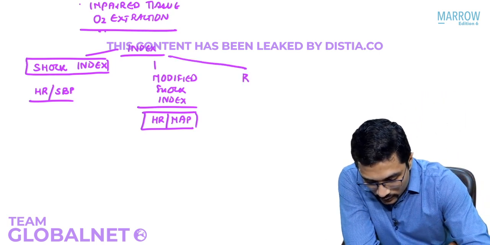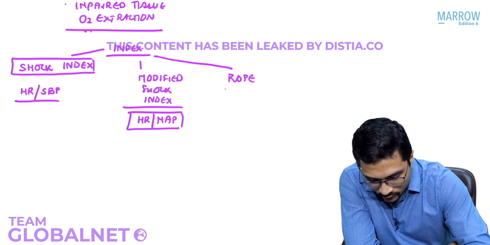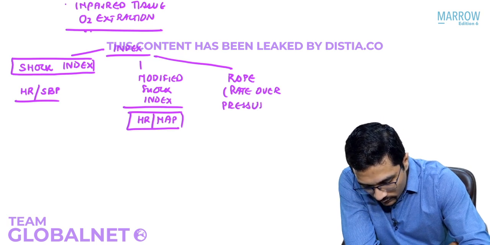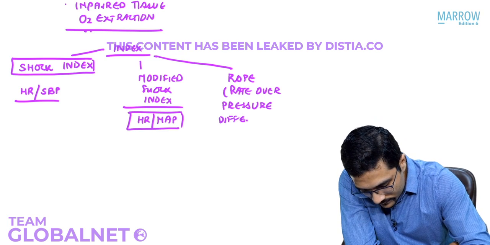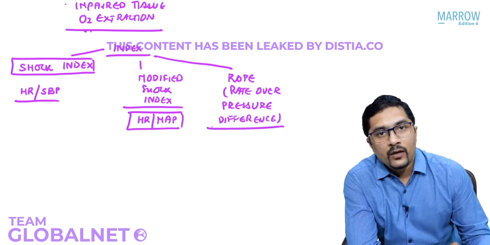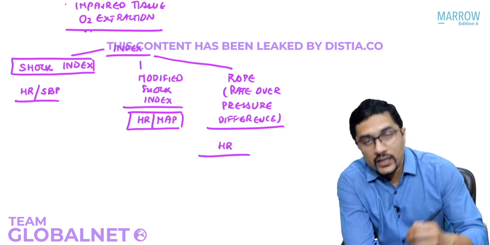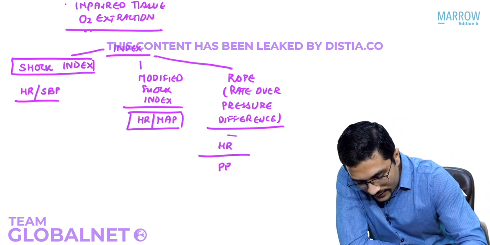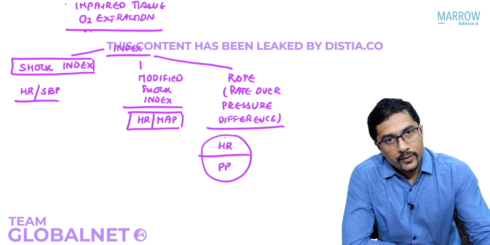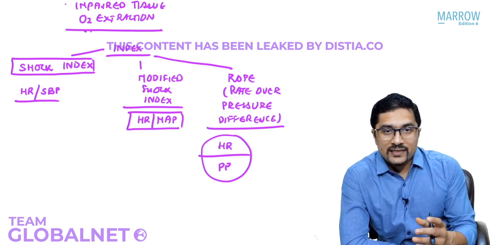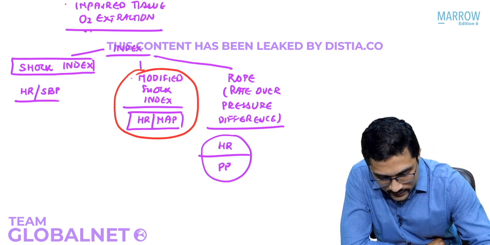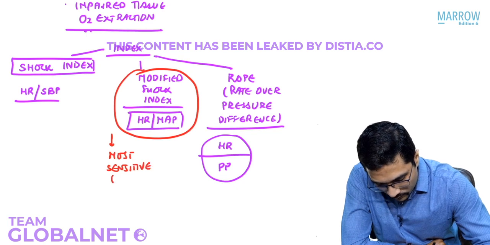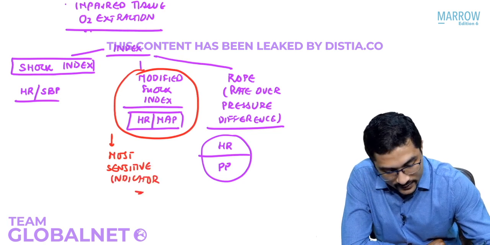And the third one is ROPE. ROPE stands for rate over pressure difference. So rate means heart rate and pressure difference. What is pressure difference? Systolic minus diastolic is pulse pressure. So heart rate by pulse pressure is ROPE. Now, out of these three, modified shock index is the most sensitive indicator. This point has also been asked in the exam.